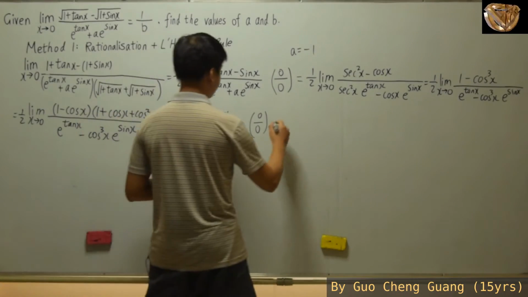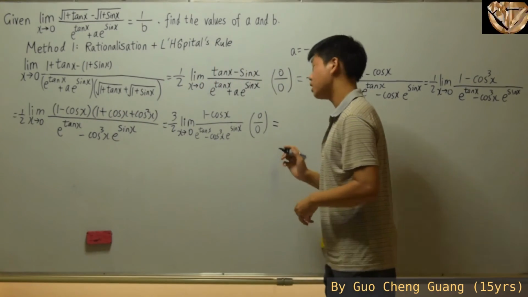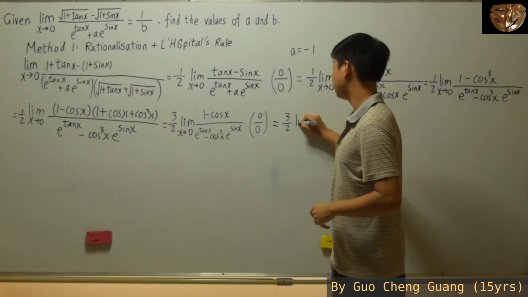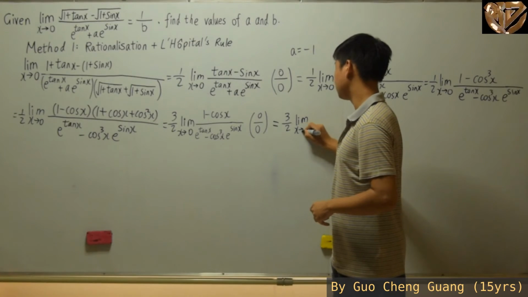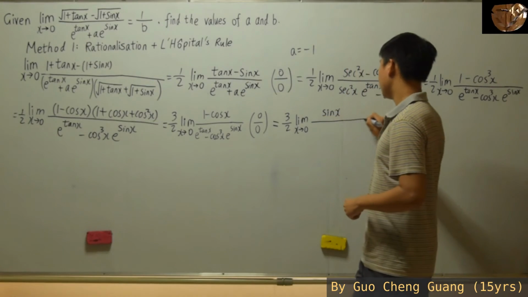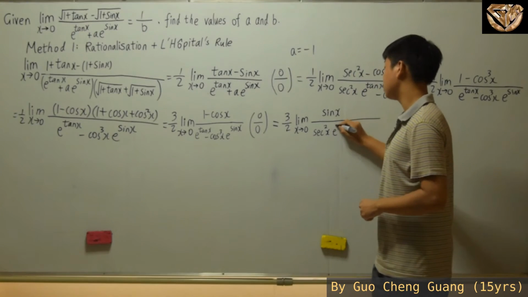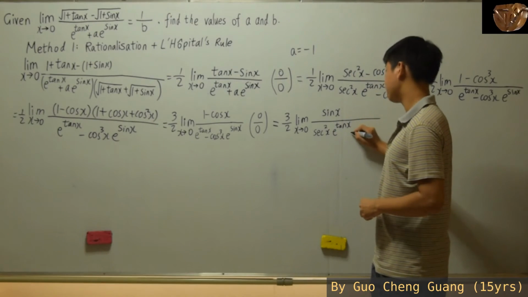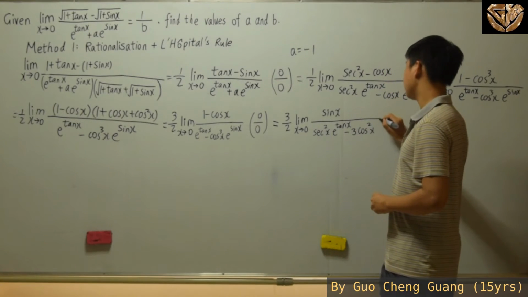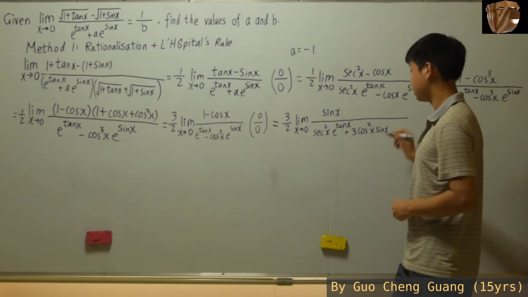Alright, so now let's take a look at this part. Since it is once again a 0 over 0 form, we can use another round of L'Hopital's rule, where we're going to see 3 over 2 limit x approaches 0, sine x divided by something. And this something is secant square x e to the power of tangent x, then minus 3 cosine square x, but then chain rule and you have another sine x, and this becomes a plus.